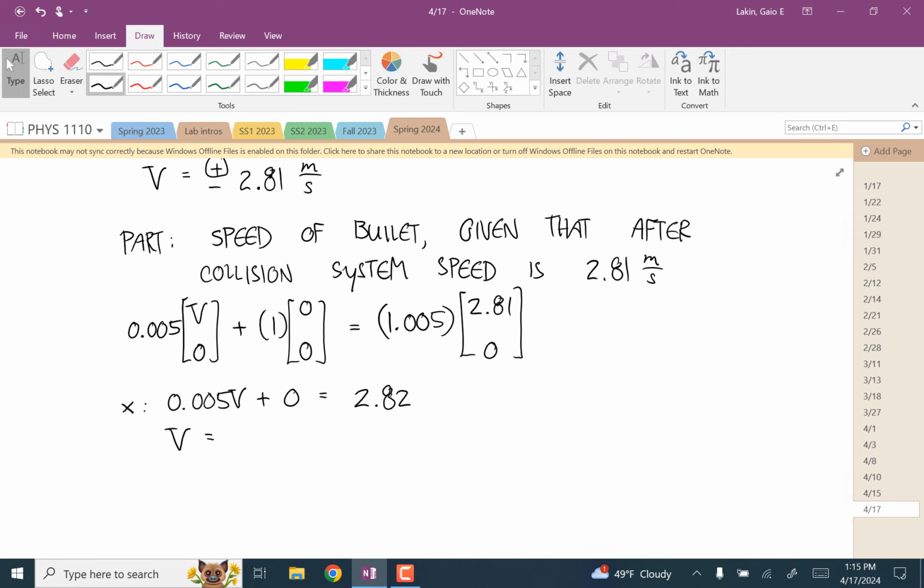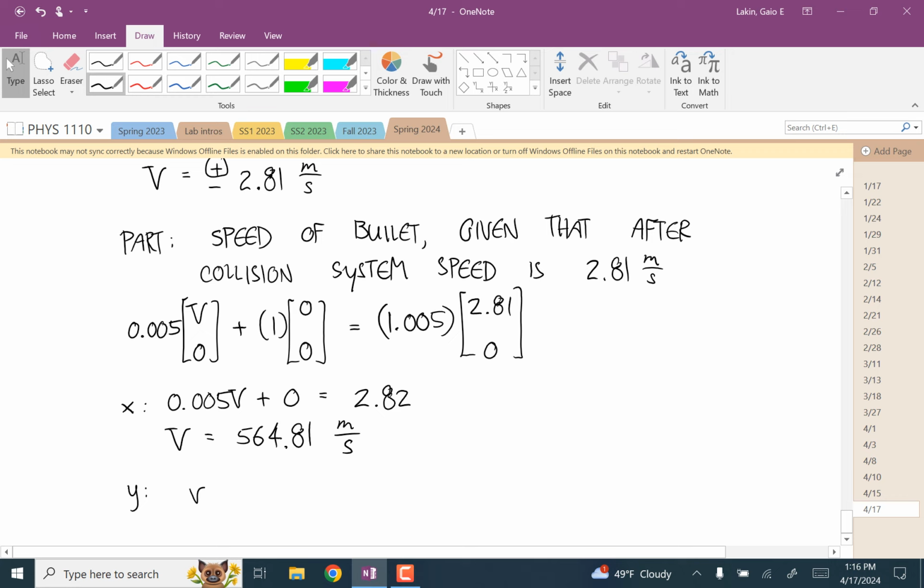And so v is equal to a very slow speed, well, whatever, 564.81 meters per second, a little over 1,000 miles an hour. Maybe that's not so slow. I don't really know anything about gun speeds. The y equation tells us that there's no y component.